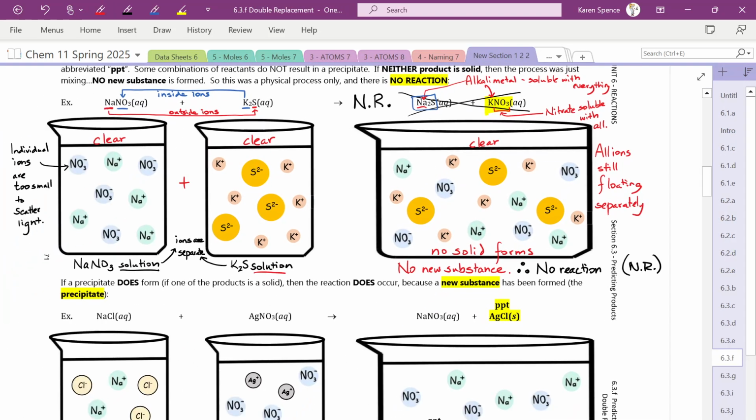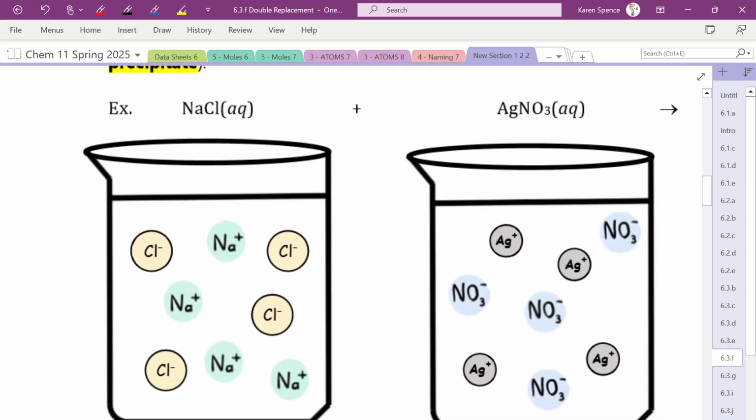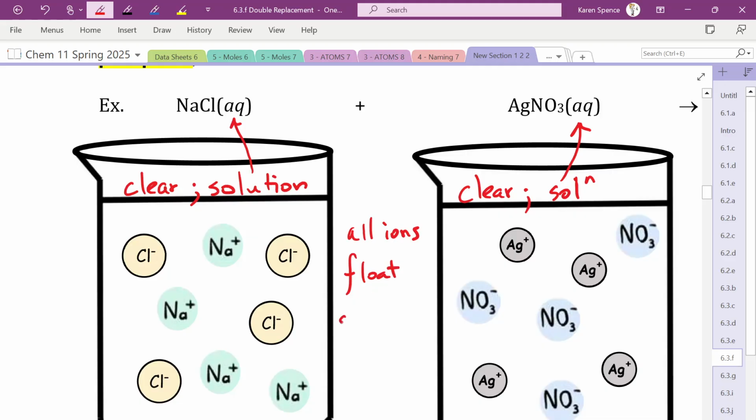Now let's take a look at another example here. We have NaCl, and it is aqueous. So this is clear, and it is a solution because it is aqueous. AgNO3 is clear, and it is a solution because it is aqueous. And all the ions are floating around. All ions float separately.